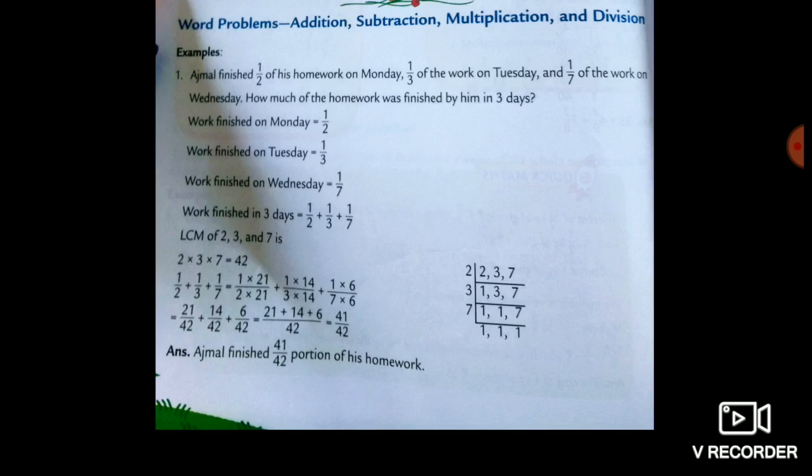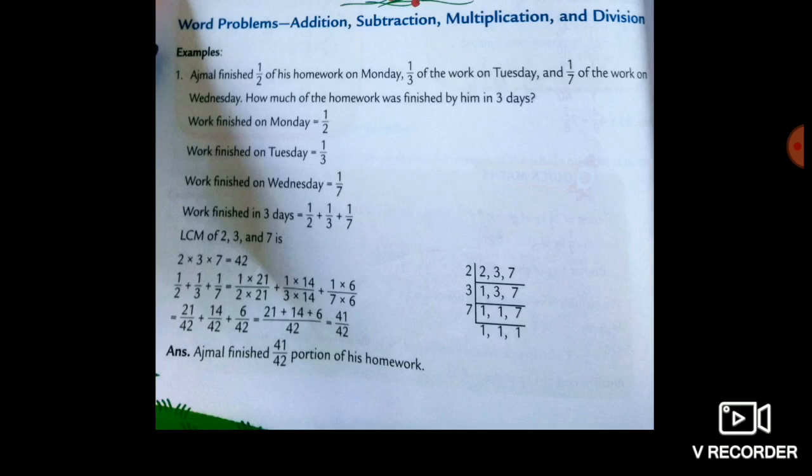And always remember, if a word problem is given, then always write the answer in a sentence. Okay, so let's write our answer. Work finished on Monday is 1 upon 2. Work finished on Tuesday is 1 upon 3. Work finished on Wednesday is 1 upon 7. Work finished in 3 days: write all your question together: 1 upon 2 plus 1 upon 3 plus 1 upon 7.